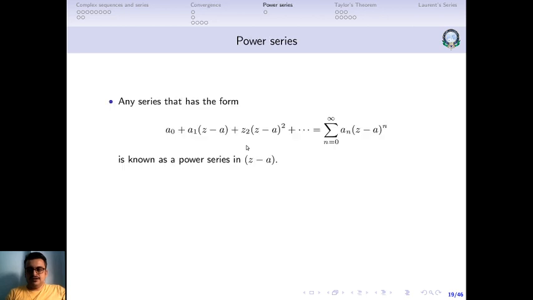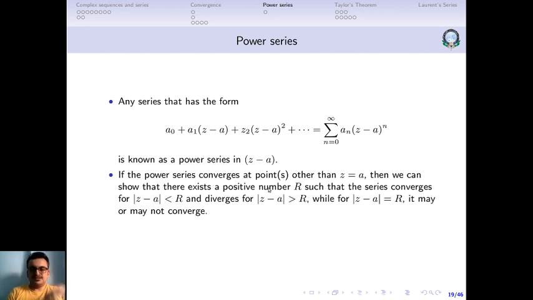So we'll now go to the power series. Basically, any series that has this form is a0 plus a1 (z minus a) plus... sorry, there's a mistake here which I'll have to correct. This is a2, this must be a2 (z minus a) squared, and so on. So in other words, we could write a power series as the sum of a_n (z minus a)^n. There is u_n, the sequence. In general, the summation of u_n is nothing but a_n (z minus a)^n. So this kind of series is known as a power series in z minus a.